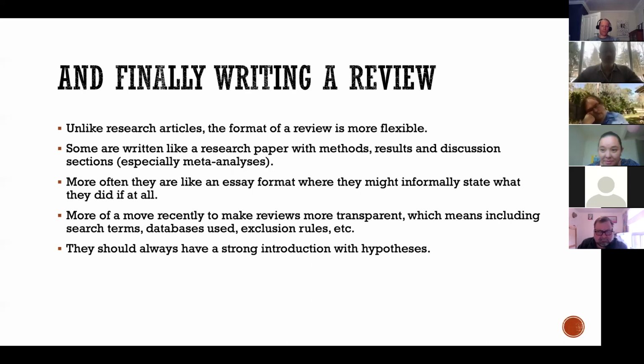So there should be a section on methodology, even if it's not a meta-analysis, with your search terms, etc. All that needs to be reported. There should be an introduction with strong hypotheses. The more that you move these reviews towards looking like a traditional research paper, the better it is for communicating information and making it more transparent. When they're just essay format, they're hard to reproduce. Whereas when they have a clear methodology section, they're much easier to reproduce.